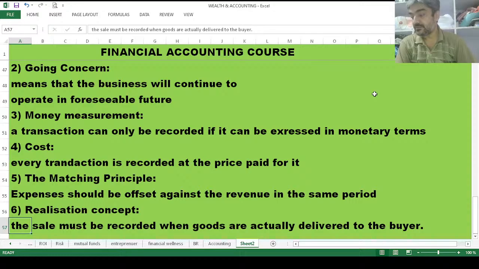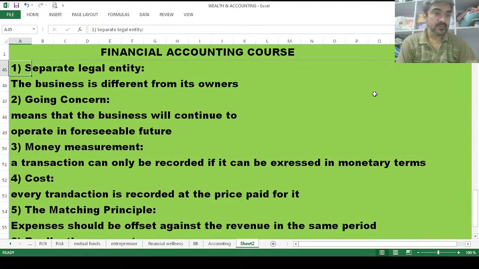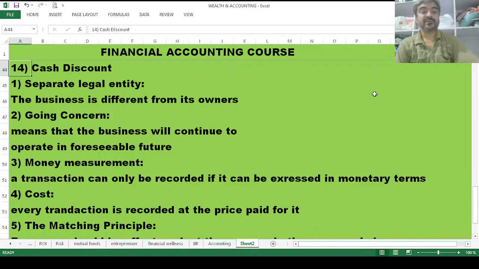In the separate legal entity, we assume that the business is a separate entity from the owners. It means that we record the transactions from the point of view of the business and not the owners.